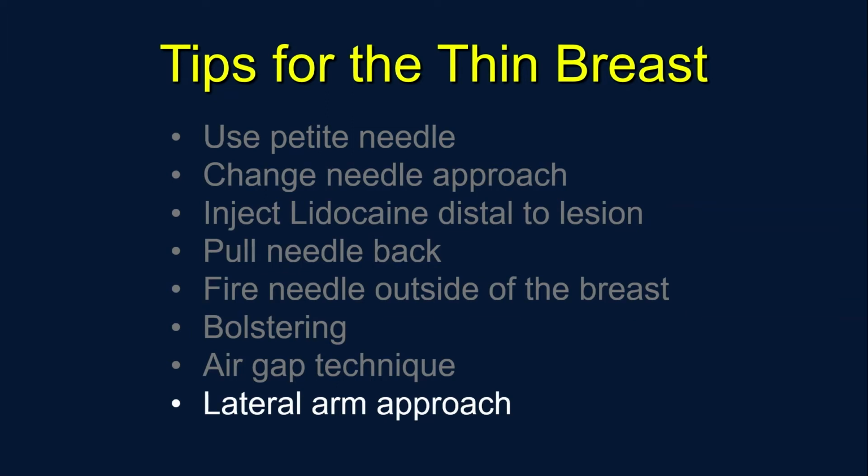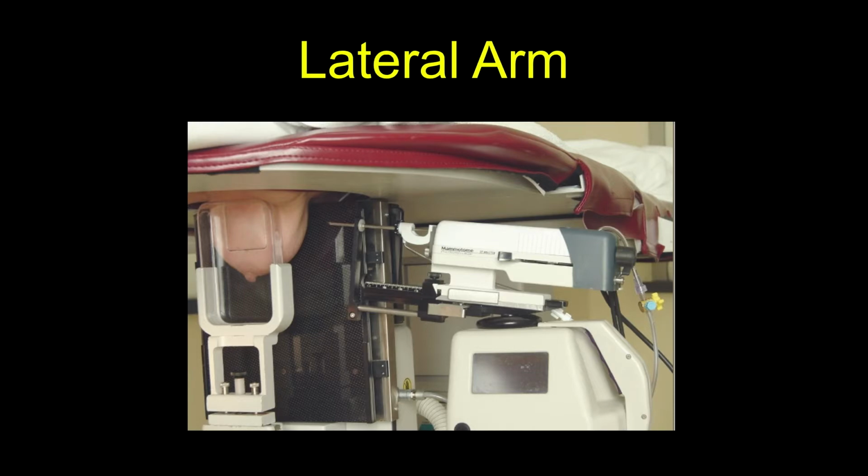Yeah. So the last but not the least is the lateral arm approach that we talked about earlier. So instead of approaching the biopsy through the biopsy opening, you swing the machine laterally, and you can approach the breast from this direction where there is adequate thickness of tissue. But of course, you have to have the equipment available to you.